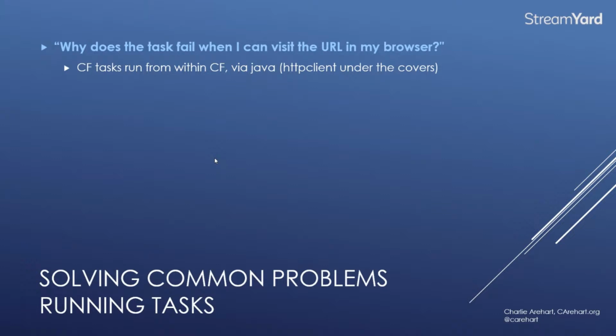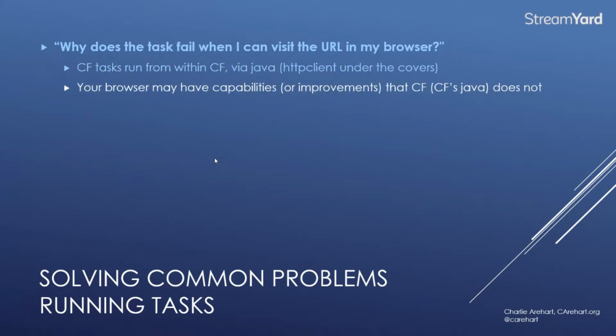So when you go to your browser and run it, it's your browser running it. And if you're not careful, it could be the browser on your local machine, and ColdFusion could be on some remote machine. That's not running it from the same place. But even if you go to the browser of the server running CF, or as in Trist's example, the same machine with ColdFusion and the browser, it still might not work. Well, how could that be? There are many ways and reasons. The browser might have capabilities or improvements that the CF or the Java underlying CF doesn't have.